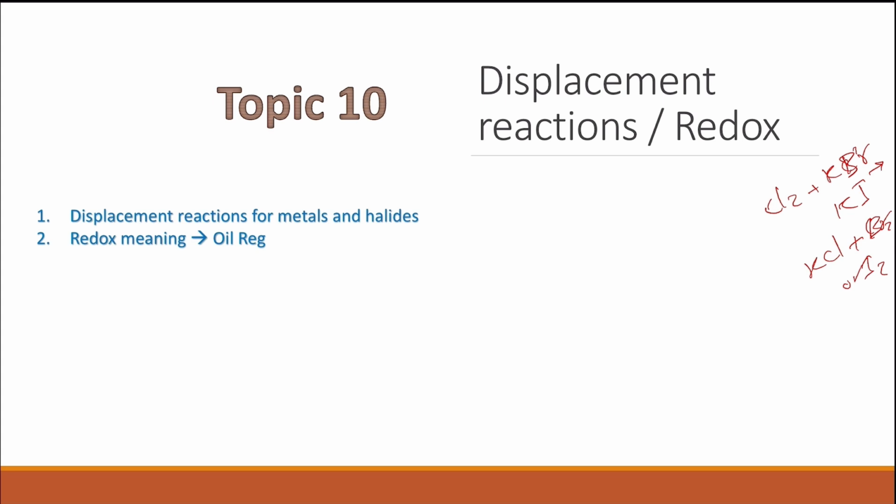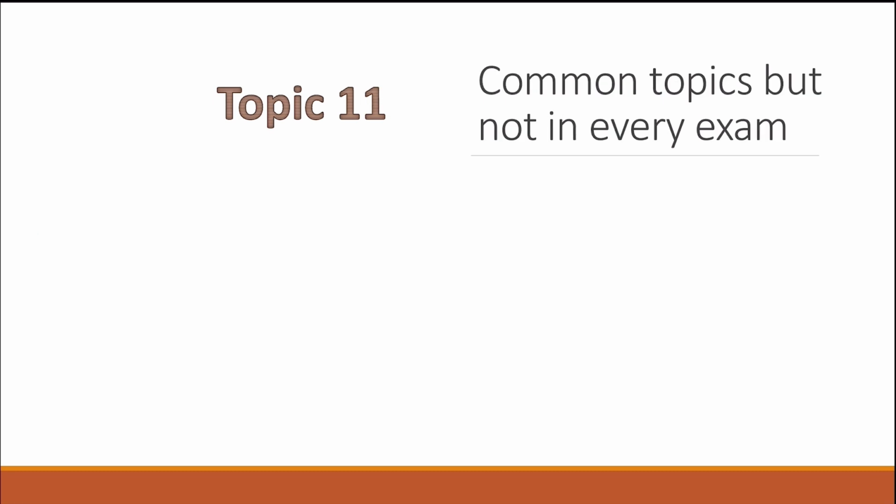So when they ask about these displacement reactions, they're going to ask you about redox. So oxidation reduction, remember OIL RIG, oxidation is loss of electrons and reduction is gain of electrons. So they're going to ask you why it is a redox reaction or which one was oxidized, which one was reduced. So you need to look at which one gained electrons and which one lost electrons. So it's a redox reaction because there are loss and gain of electrons for reactants and products.